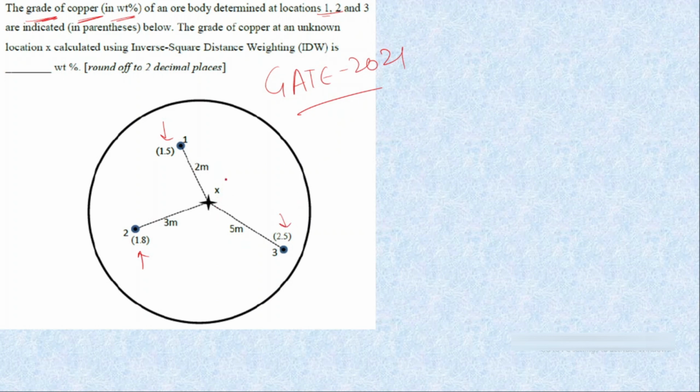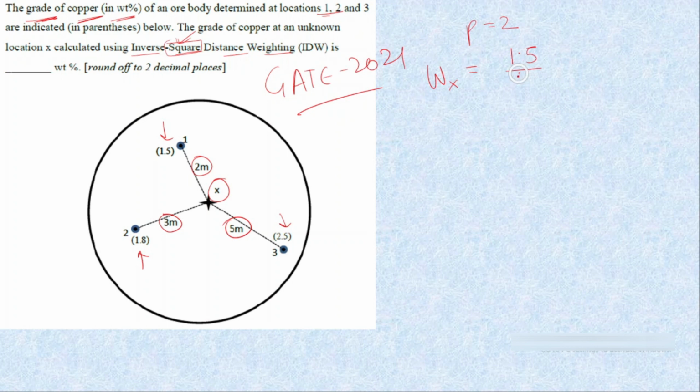We wish to calculate the same grade value in weight percent at point X using the inverse square distance weighting method. Now in this question the square has been given to you, that is p is equal to 2. You need to put p equal to 2 here. So we will simply put the values, and the Euclidean distances are also given to you: 2 meter, 3 meter and 5 meter respectively.